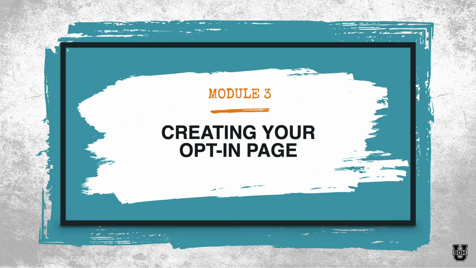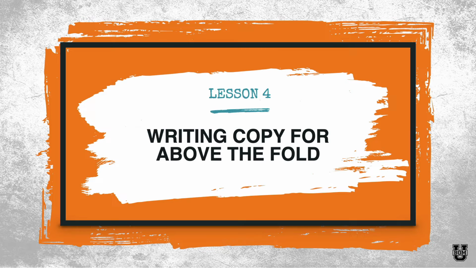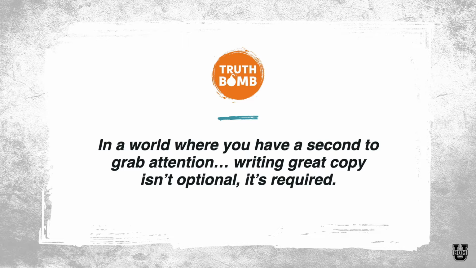We're still in Module 3, creating your opt-in page, and this is actually the last lesson. Lesson 4, we're talking about writing copy for above the fold. Now, in the last lesson, we talked about the fact that the above the fold section is the most important thing, so obviously the copy that you write for above the fold is critically important, so that's what we're covering here in this lesson. Now, the truth bomb is that in a world where you have about a second to grab attention, writing great copy isn't optional, it's required.